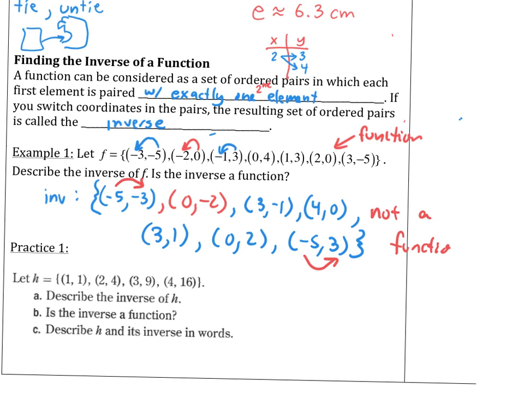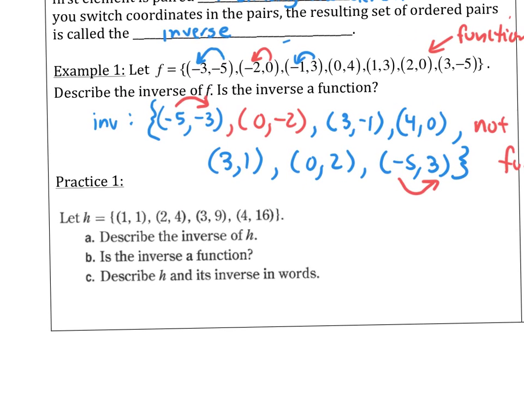Now, there is no rule that says a function will always give you a not function for the inverse. It just happens in this case that it did not. So sometimes both will be a function. Sometimes it'll happen like this. All right, your turn. And if you prefer to write this as a table and then flip the table, you can do that. Take a few moments to do this one, please.